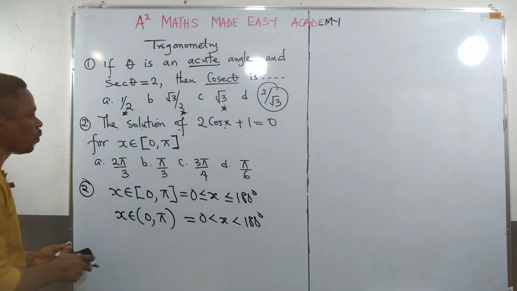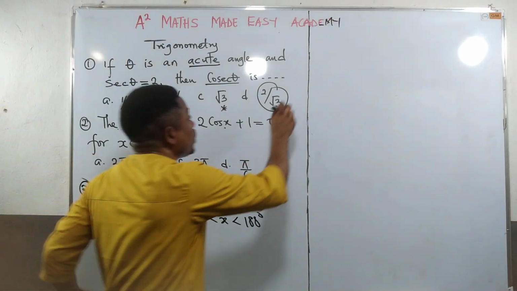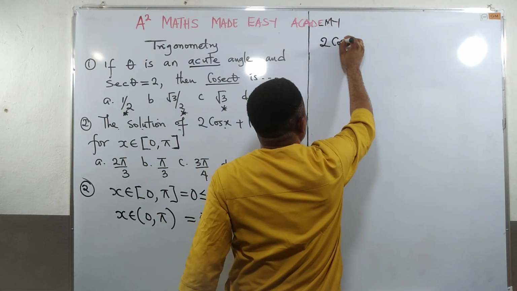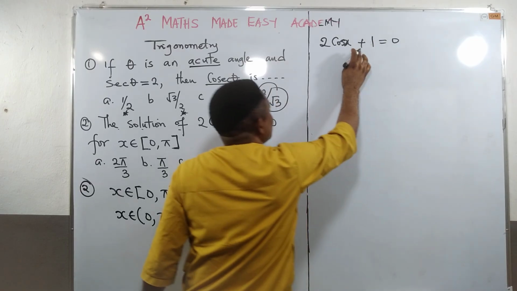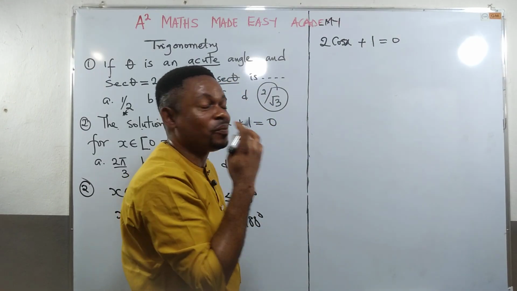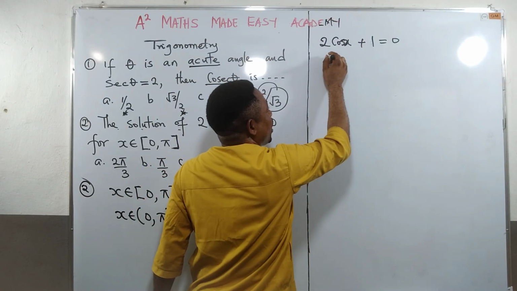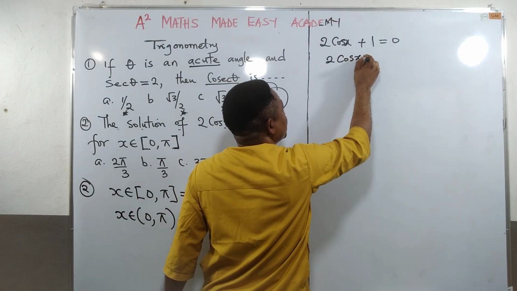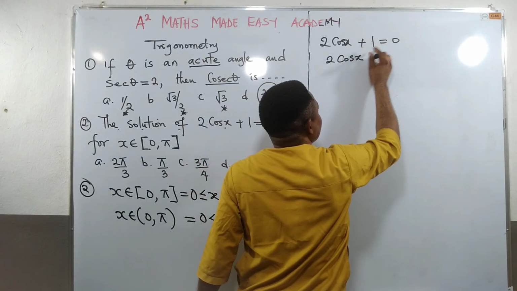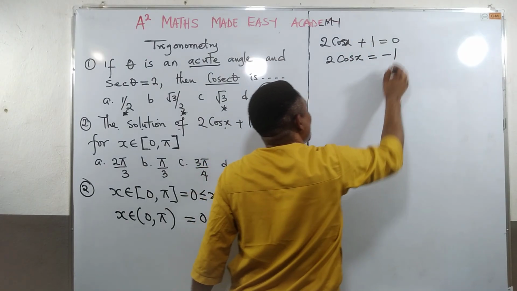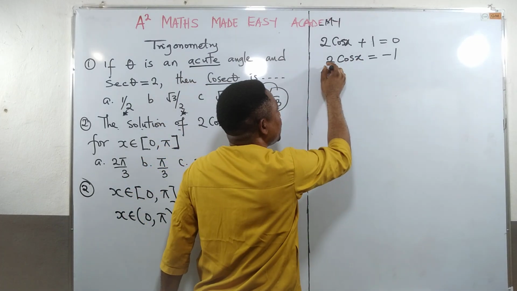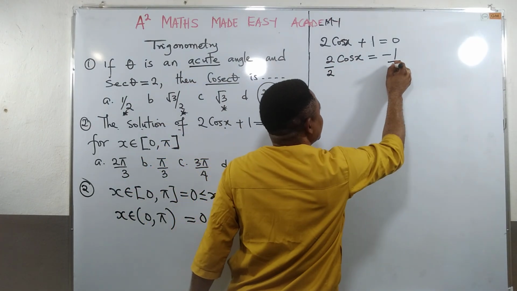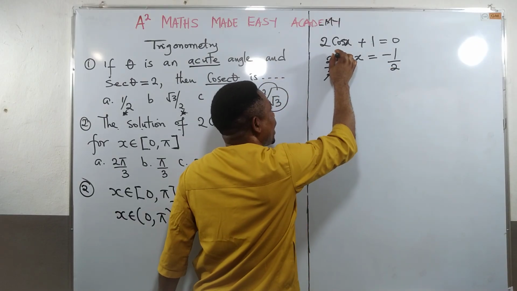So let's continue now. What is the question? Don't forget that the question says 2 cos x plus 1 is equal to 0. Make cos x the subject of the formula. Collection of like terms. I will have 2 cos x. Take plus 1 to the right. It will give you minus 1. Now, make cos x the subject of the formula. Divide this by 2. Divide this by 2. 2 down, we cancel 2 up.